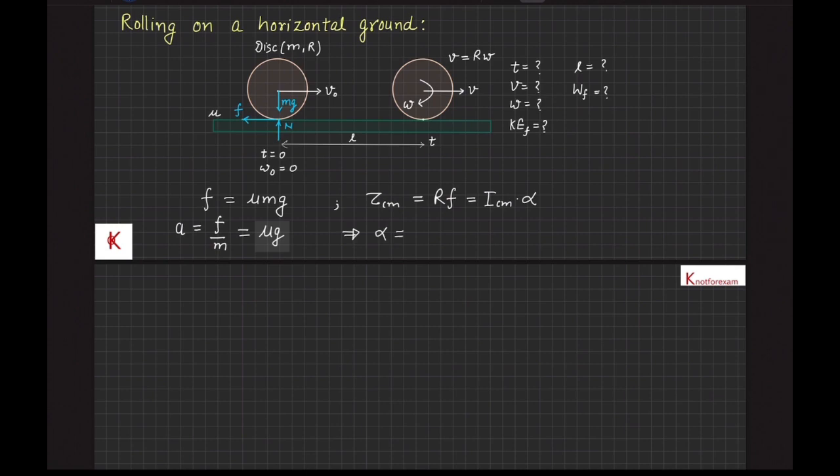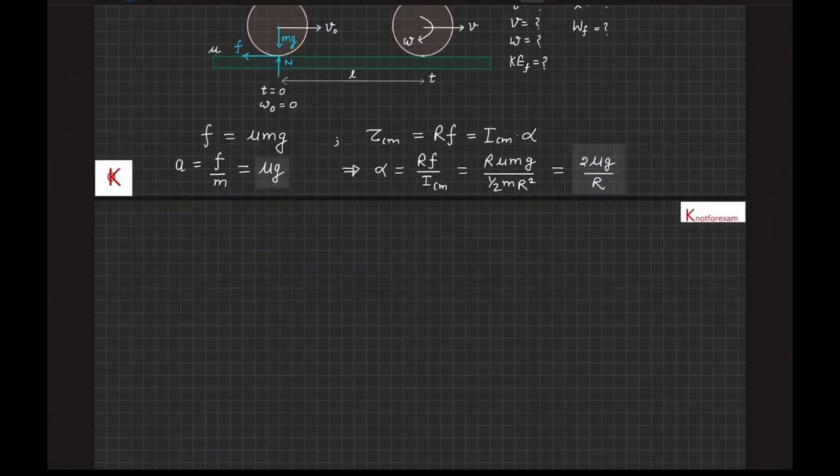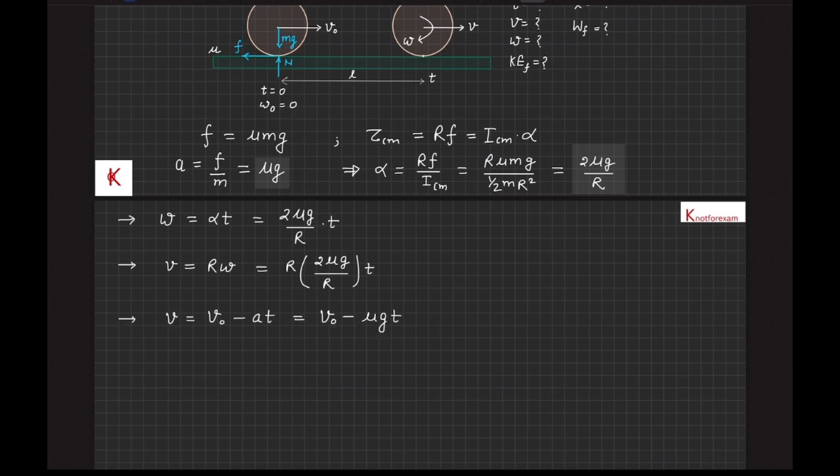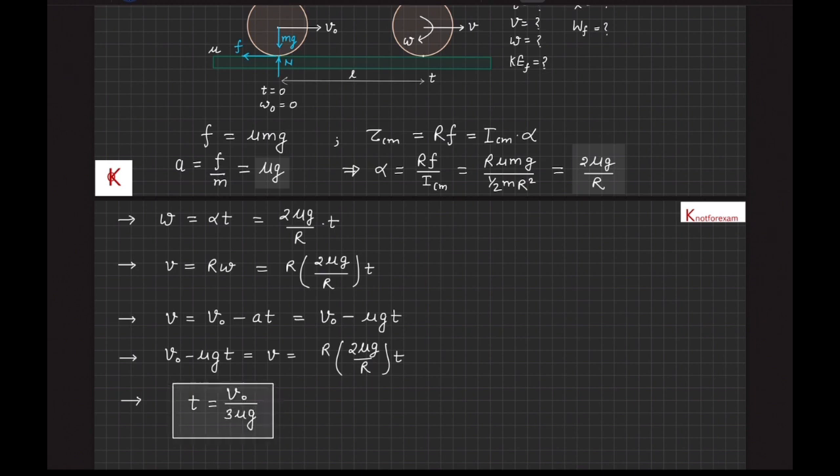Since tau cm is r into f, that is I cm into alpha, alpha comes out to be 2 mu g upon r, and angular velocity after time t, omega is equal to alpha into t, that is 2 mu g upon r into t, and linear acceleration is mu g. When pure rolling starts, v is equal to r omega, therefore v naught minus mu g t is equal to r into 2 mu g upon r into t, and from here we get the time t when pure rolling starts, and that comes out to be v naught upon 3 mu g.